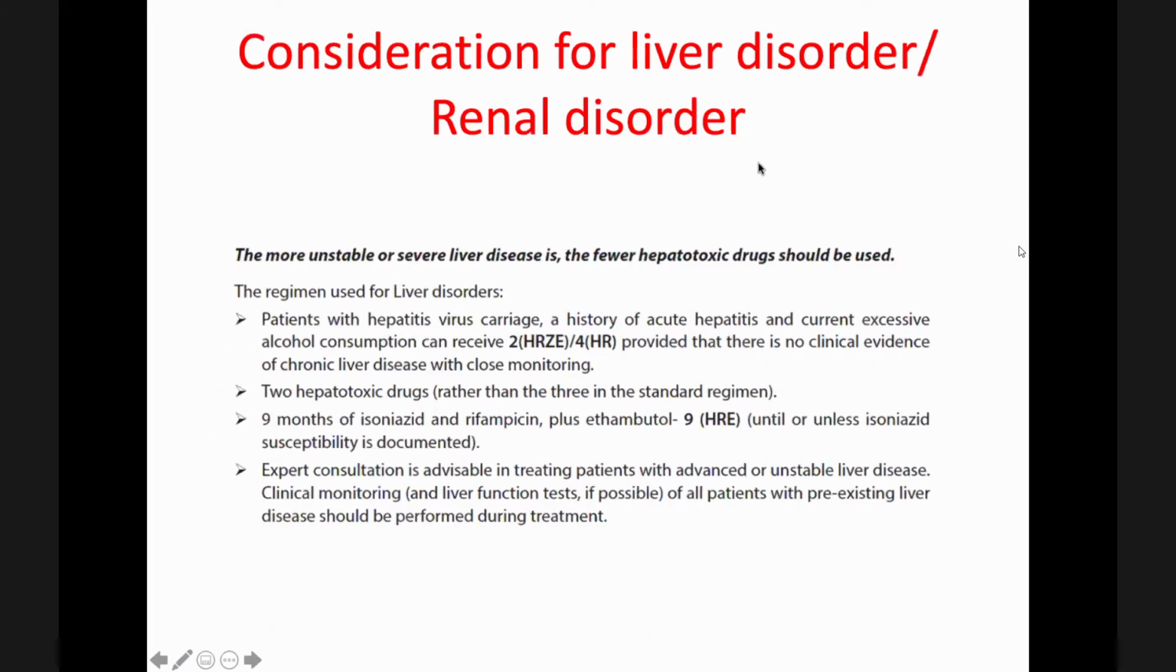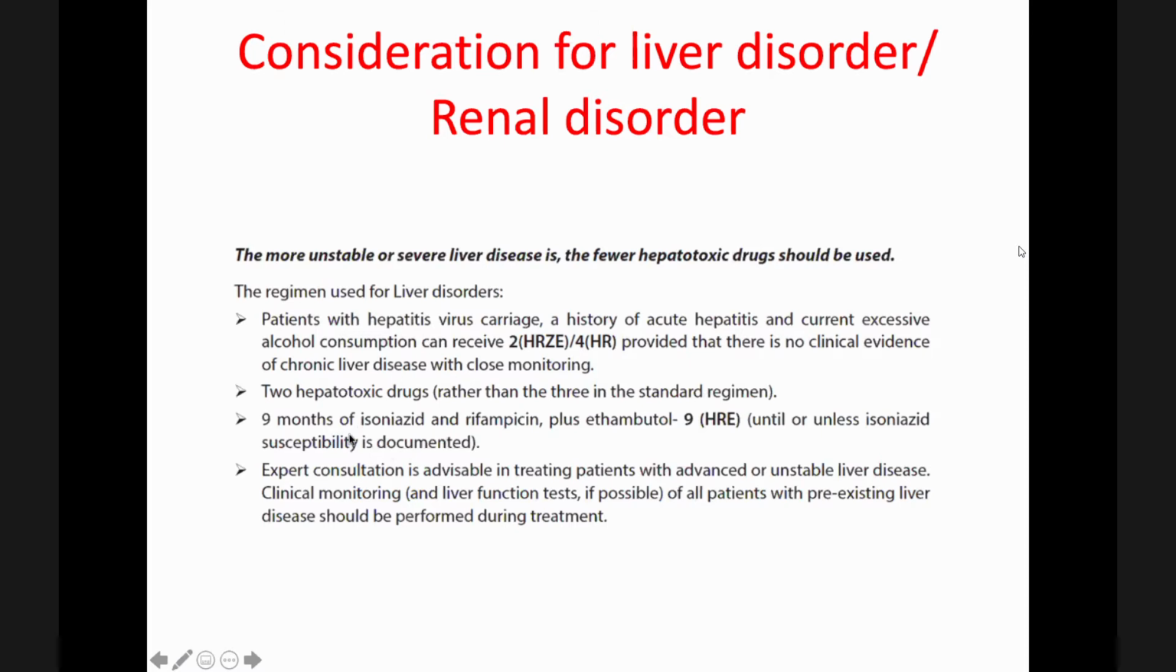If the patient has a liver disorder or renal disorder, and there is unstable or severe liver disease, fewer hepatotoxic drugs will be used. Consider the regimens for liver disorders, like patients who are hepatitis virus carriers. If the patient has hepatitis B or hepatitis C, a history of acute hepatitis, or current excessive alcohol consumption, they can receive 2 HRZE and 4 HR, provided there is no clinical evidence of chronic liver disease, with close monitoring of liver function tests. That means 2 hepatotoxic drugs rather than the 3 in the standard regimen.